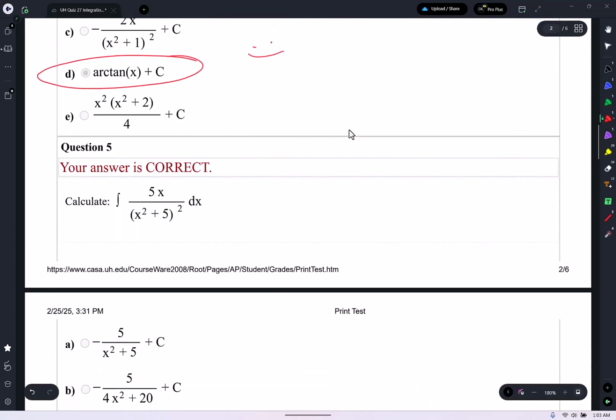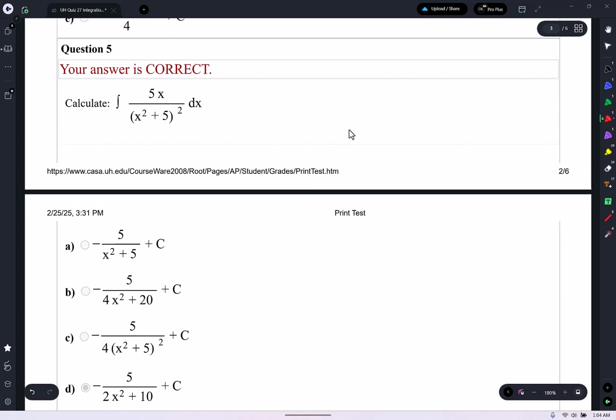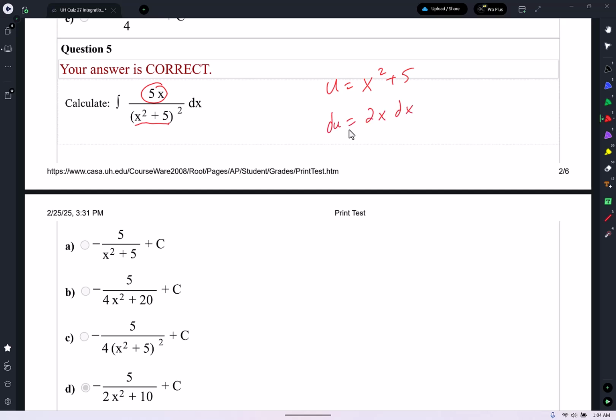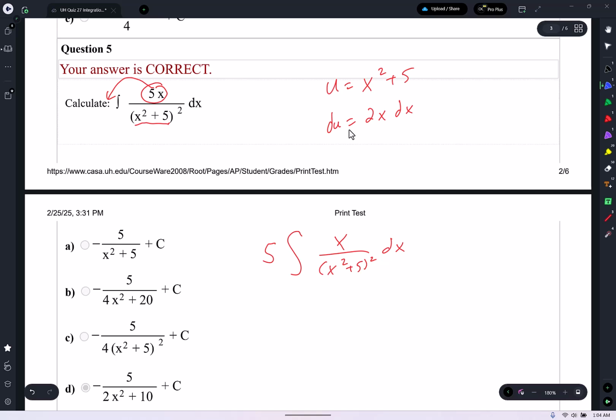Let's keep going. This is a perfect example to do u substitution. How do you know? Because you have an x squared plus 5 in there. When you take the derivative of that, you have a linear expression, and I have a linear expression in the numerator, which is what I want. So u equals x squared plus 5, so du is going to be equal to 2x dx. I'm going to rewrite this. Integral, I'm going to put that 5 on the outside. So 5, and I'm going to write x over parentheses x squared plus 5, close it, squared dx. And I'm going to change my color here because I need a 2x dx.